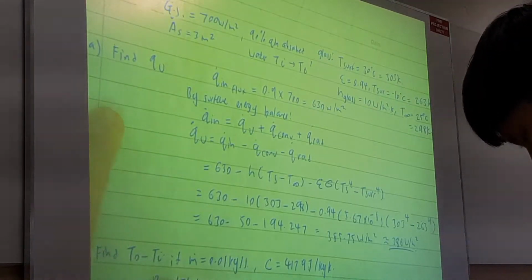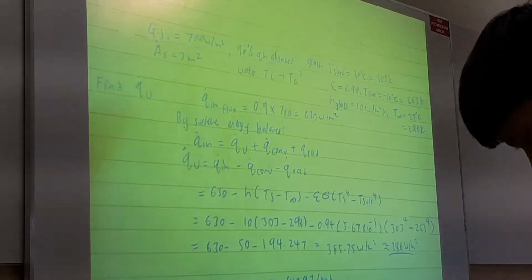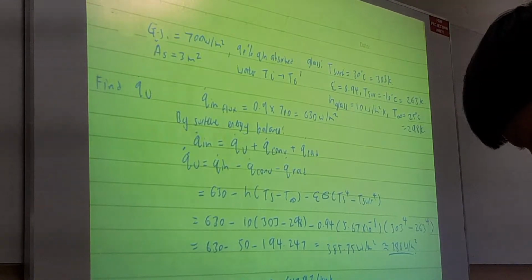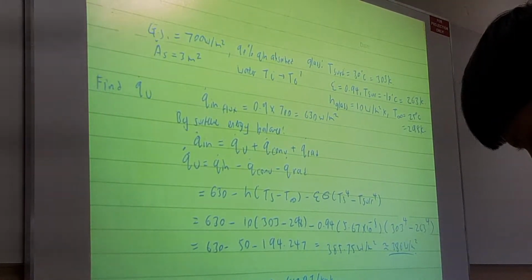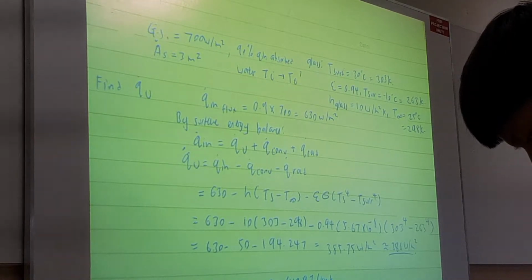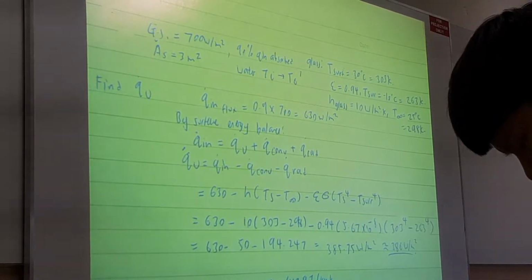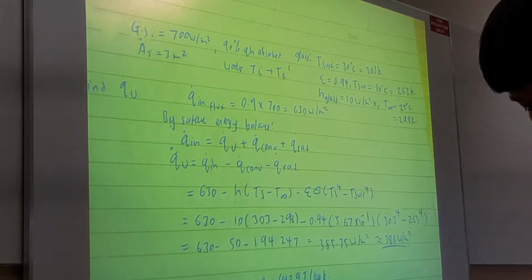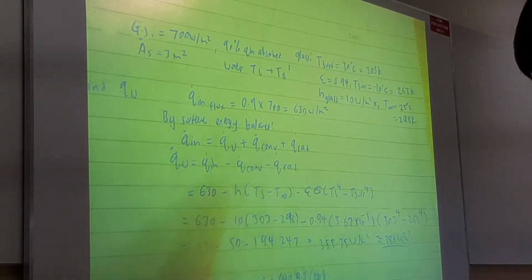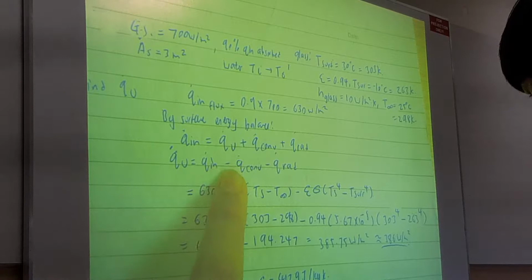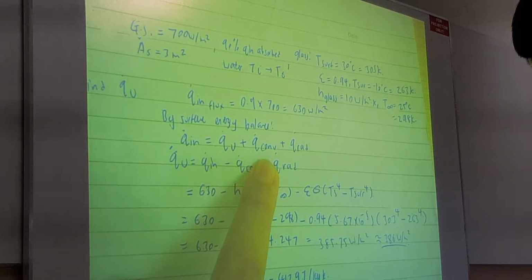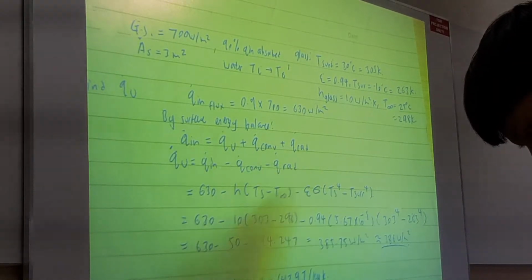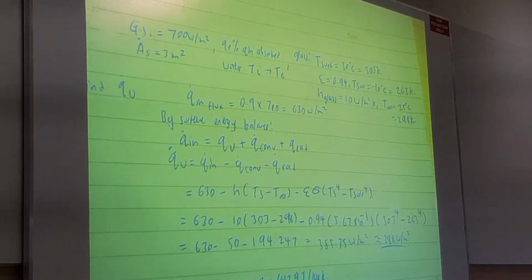So basically it asks you to find the QU dot. The first step you have to do is calculate the actual Q in that's absorbed and subtract the amount that's reflected. So basically 0.9 times 700, which is equal to 630. Then you apply the energy balance where Q in is equal to the useful heat collected, which is QU, plus convection Q and radiation Q. So it's basically the energy balance, E in equals E out.